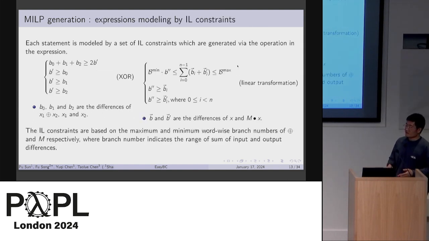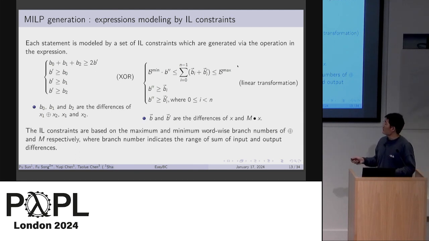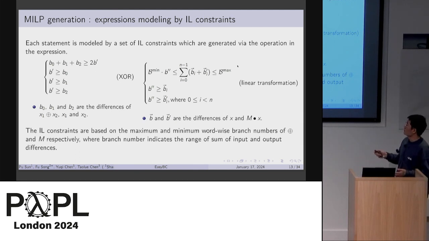Before the specific generation, we give 2 examples of the integer linear constraint set. The left one is the inclusive OR, and the right one is for the linear transformation. From these 2 sets, we can observe that both are based on the branch number, where the branch number indicates the range of the sum of input difference and output difference.